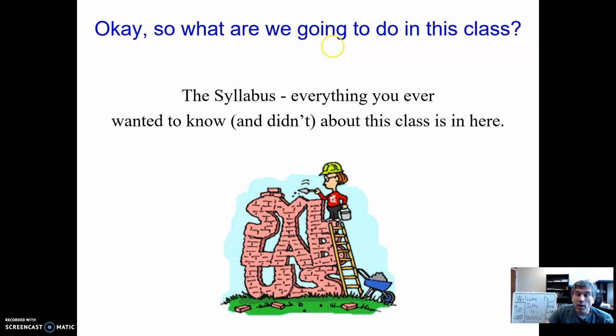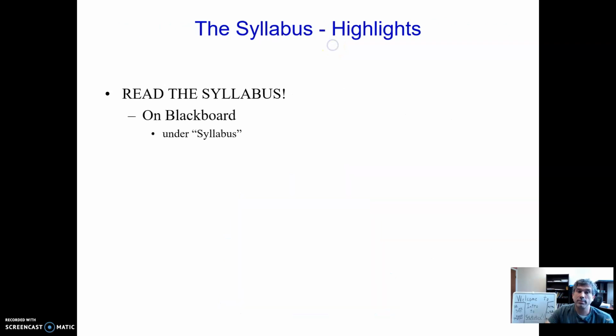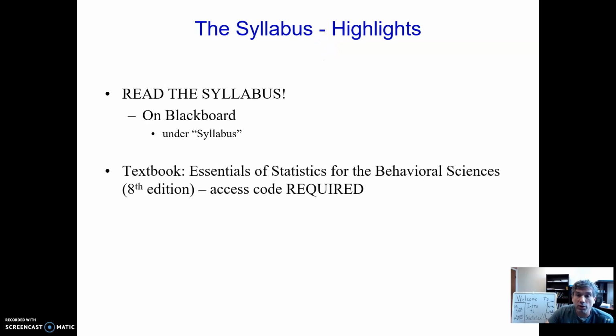So the syllabus is contained on the Blackboard page. It's under syllabus. I'm going to make you look that up to see a lot of the things that describe the course in its general schedule. So the rule number 1 of the syllabus, or highlight number 1, is read the syllabus. I know it's not the most fun, but just scanning through it will give you a good sense of how we're going to approach things, what the big ideas are, and that sort of thing. And of course, watch all these videos as well.